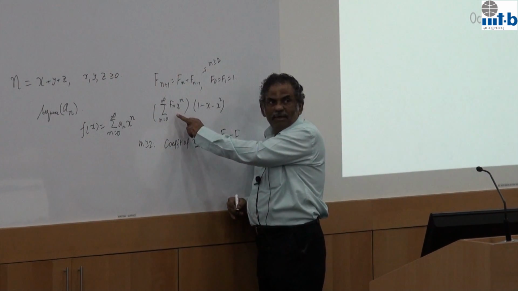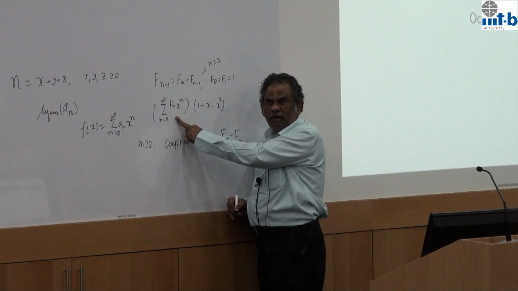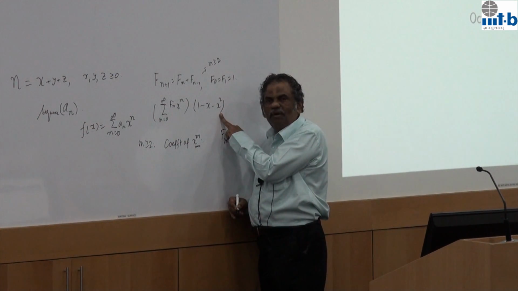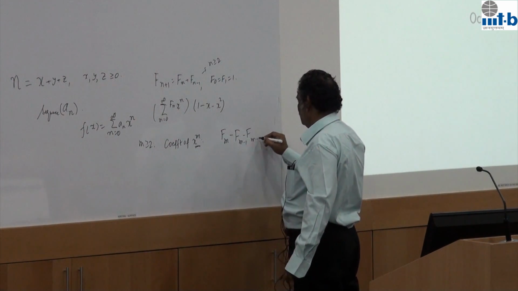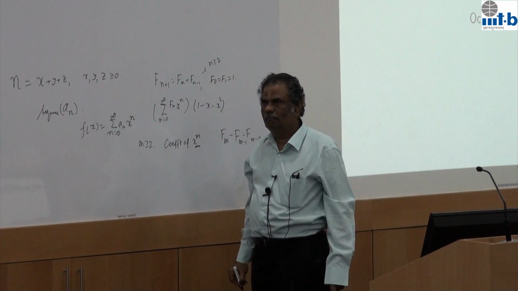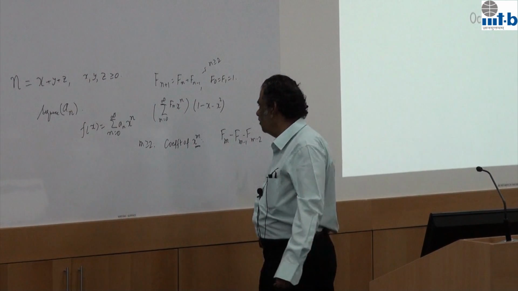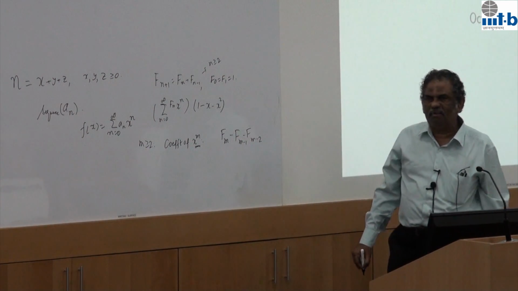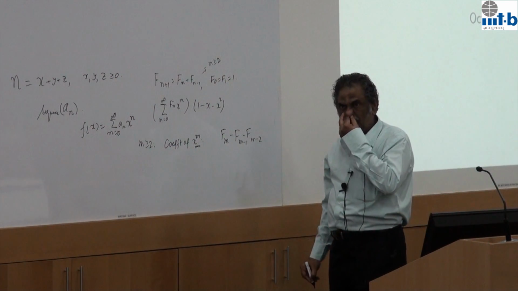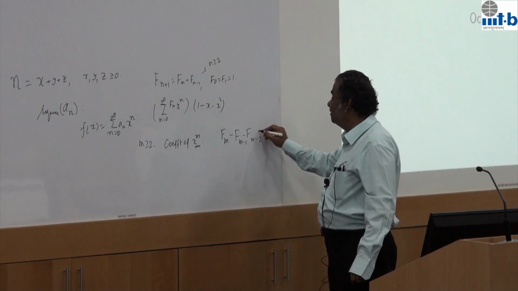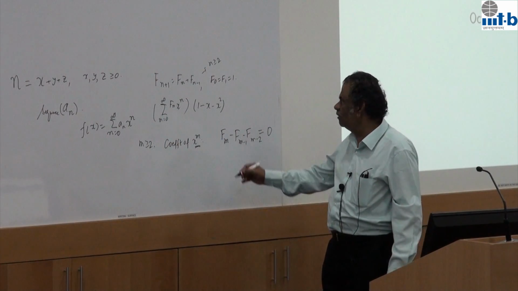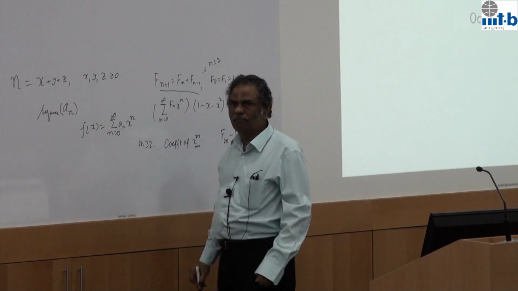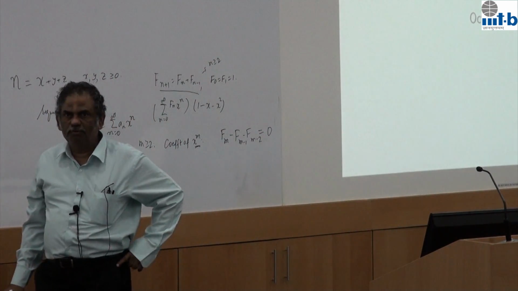And there will be a term like fm minus 2 x power m minus 2 multiplied by this x square, that will give you fm minus 2. Correct? Therefore, the coefficient of x power m would be fm minus fm minus 1 minus fm minus 2, and by assumption this is equal to 0, because that is what is given to you. That is the definition of Fibonacci sequence.